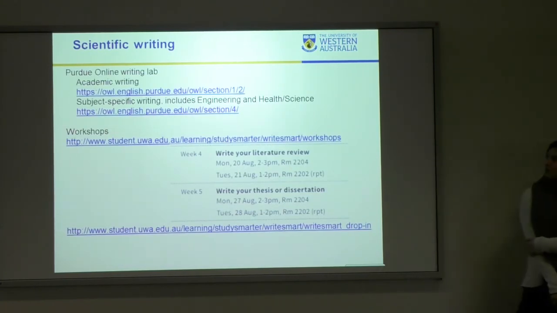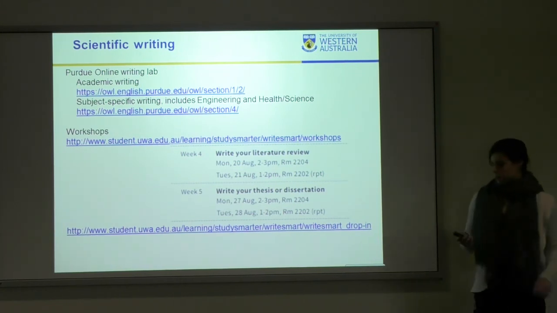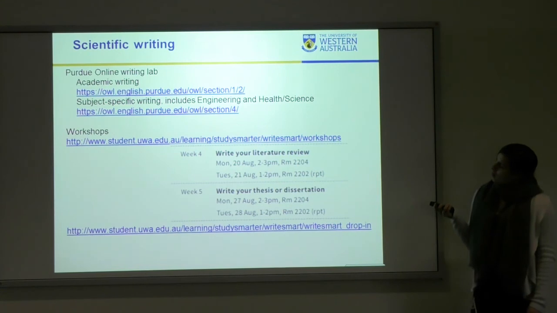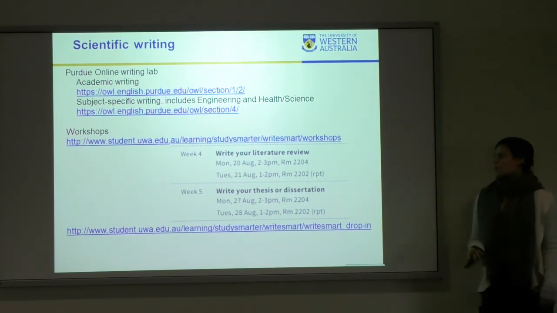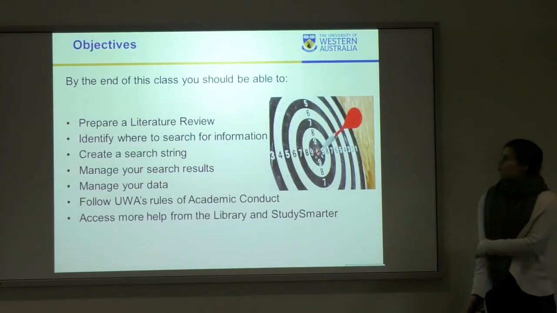Also, there's a whole load of workshops on scientific writing. If you haven't done a whole load of scientific writing before and you need help with your literature review and how to write it, StudySmarter do a whole load of workshops, and there's also these online things about academic writing that you might find really useful as well. So all linked in the PowerPoint for you, and you might want to come along to these workshops that are coming up in the next couple of weeks if you haven't done a whole load of scientific writing before.